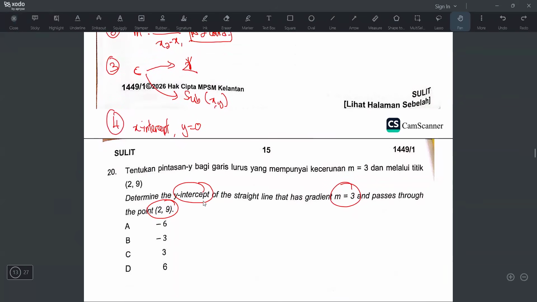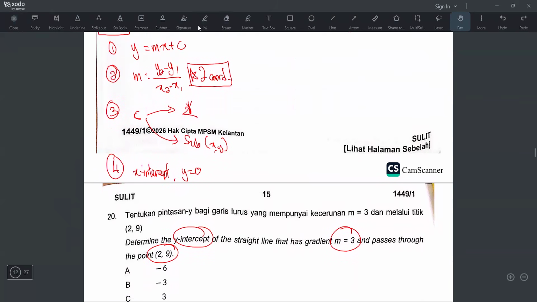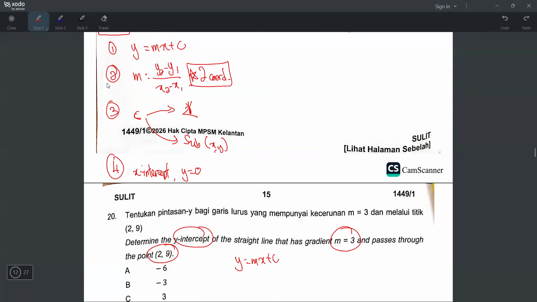So, dia nak cari y-intercept of the straight line that has gradient 3 and passes through (2, 9). So, I think I have to do step 1, step 2, step 3 lah. Okay, step 1, y equal mx plus c. Tulis je, ikut je. Step 2, cari gradient. Tapi gradient dia sudah bagi. So, I just masuk saja 3x plus c. And c ada dua cara. Satu guna cara mata tengok.